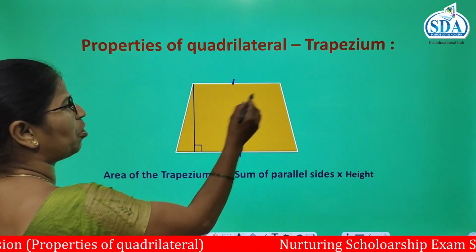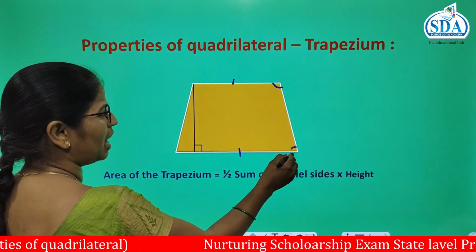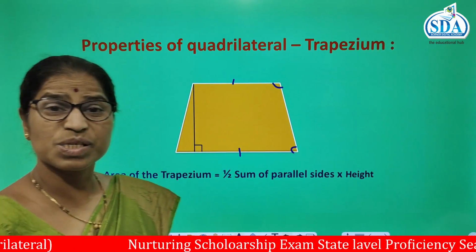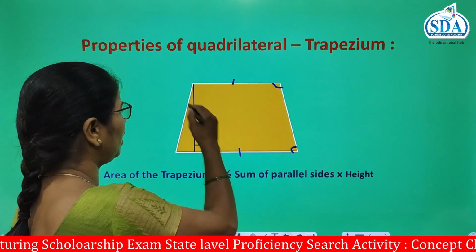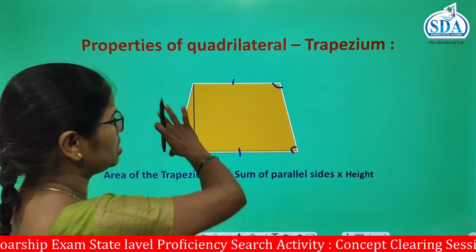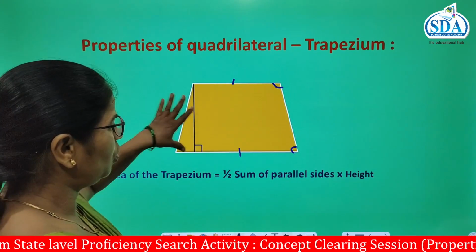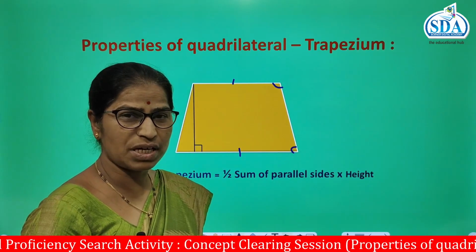And what is the property of angles? These adjacent angles are supplementary. Only these two adjacent, this pair and this pair, are supplementary because these are two parallel lines. Opposite sides are parallel.